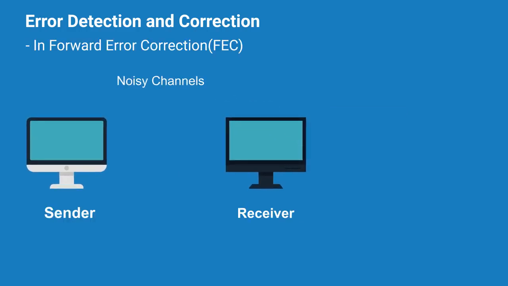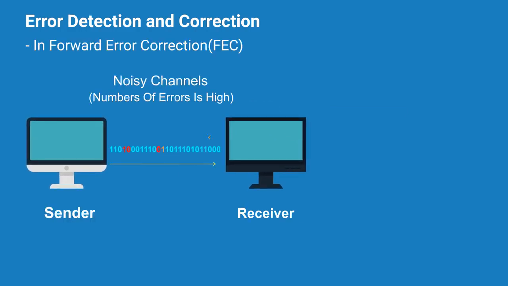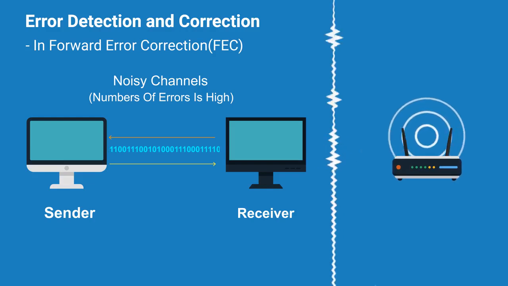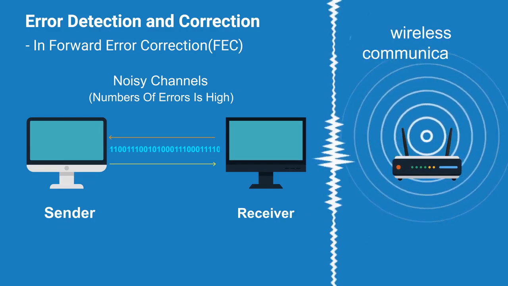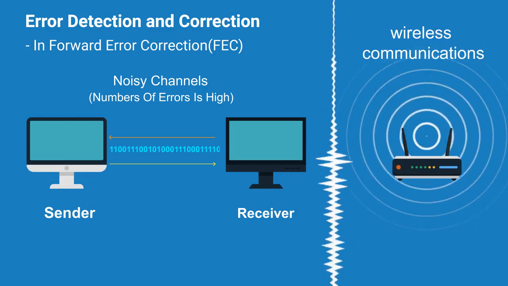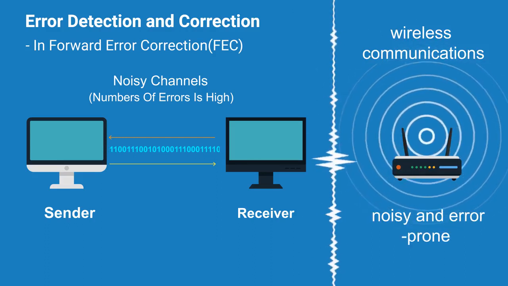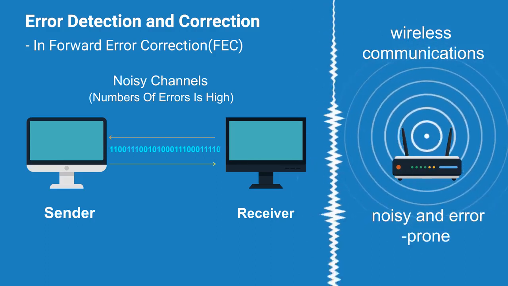FEC is used on noisy channels, where the number of errors is high, because we cannot retransmit every defective packet, and errors may occur in the first retransmission also. Error correcting codes like FEC are widely used in wireless communications, since they are very noisy and error prone when compared to optical fibers.